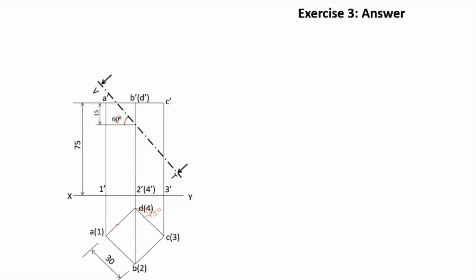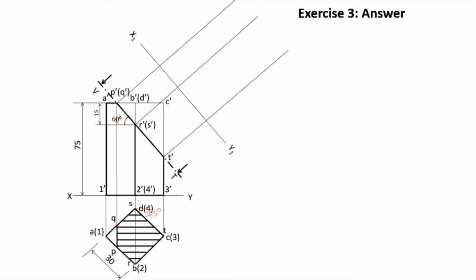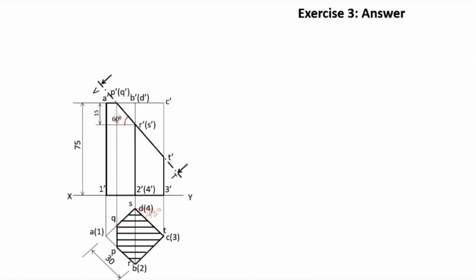the section plane actually. Then VT is marked, then the newly generated points P dash, Q dash, R dash, S dash and T dash are marked, and those newly generated points are marked in the top view also. Then the section surface in the top view is completed. Then the front view is completed. See here, the completion of the top view is done.